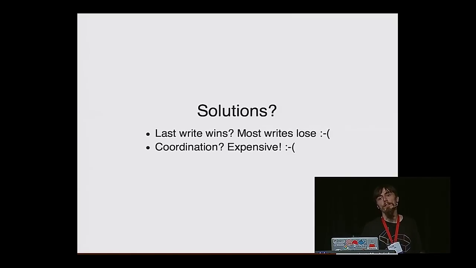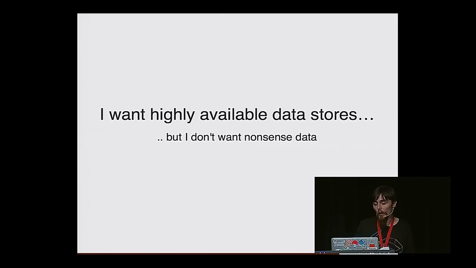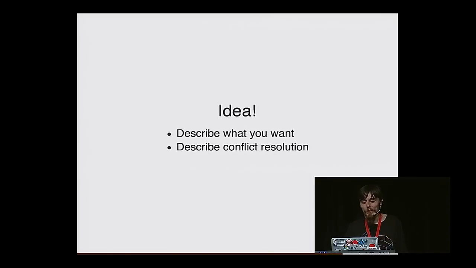And this is what we talked about earlier. You have the trade-off between availability and consistency. And when you pick consistency, you're going to get rid of availability. You're going to get rid of performance. So I want highly available data stores, but I don't want nonsense data in my database. Seems like a reasonable thing to want. Turns out that this is something that research has only really fixed in like the last 5 years or so. So one of the ideas is that you describe what you want and you describe how to resolve eventual conflicts. So instead of what I did before, which is I read a thing and then I do something to the thing and then I write the result back, you're going to say, please go ahead and do this to the thing. And then you can do a lot more interesting things.